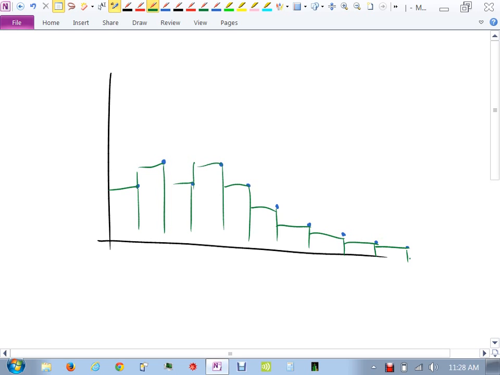Agreed? Now, if there is a function that represents that sequence, but over all numbers, instead of just the integers, my function would be going like this. And then look at what happens here towards the end.